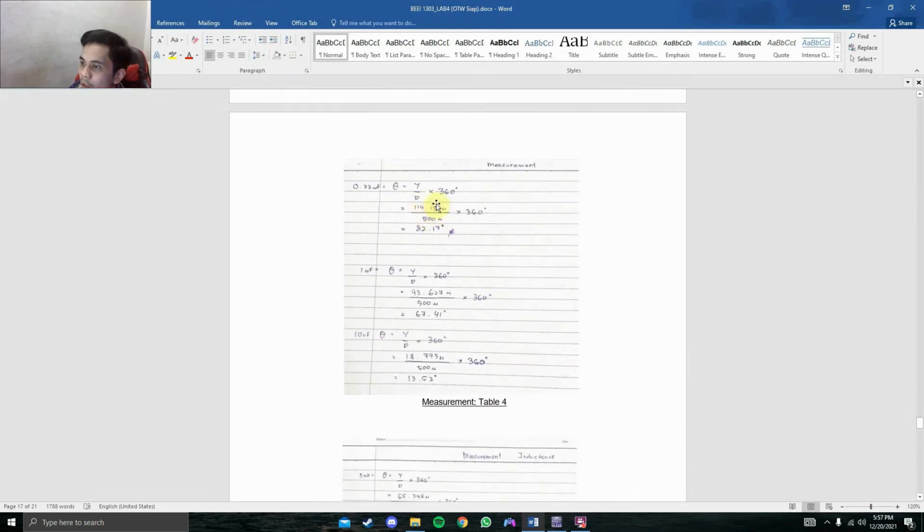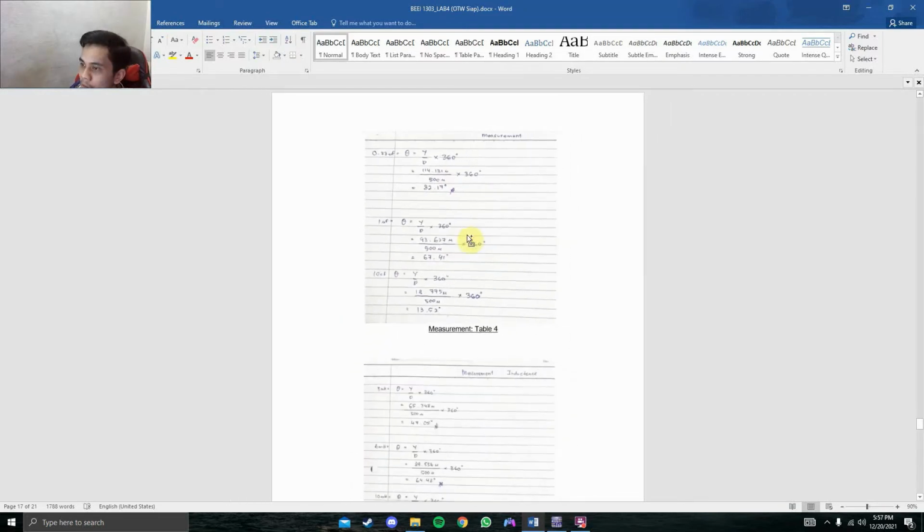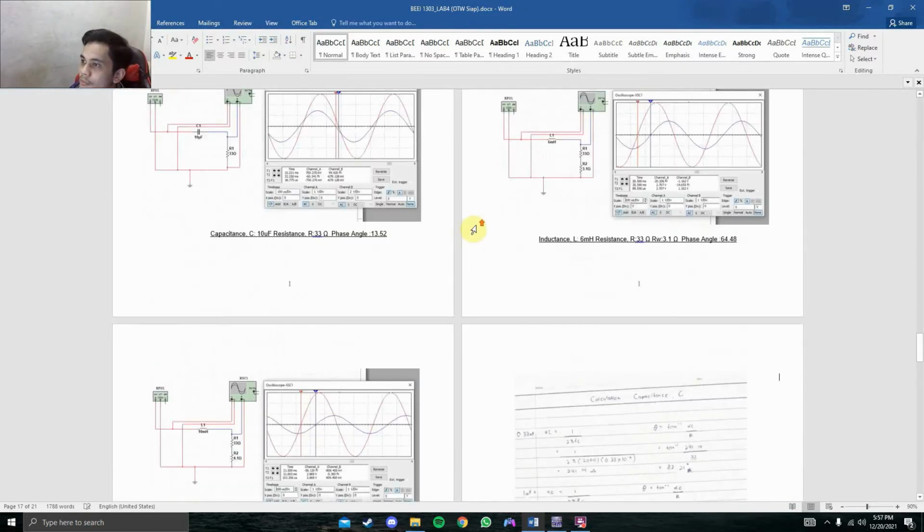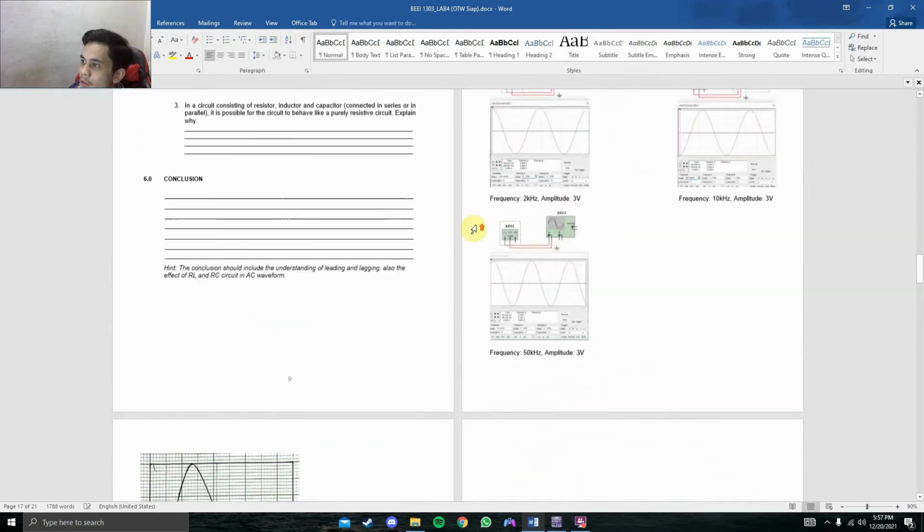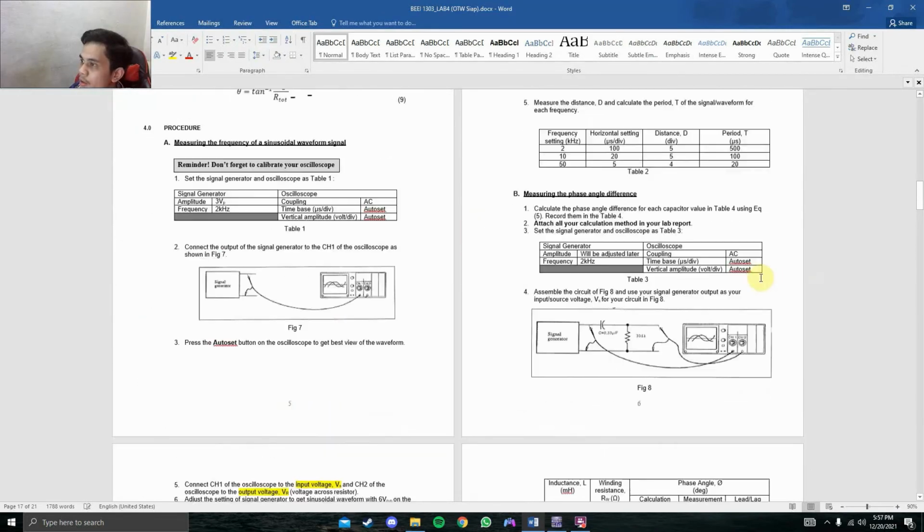So we go back to the calculation. So this is Y on the Multisim again, and then we times it with 360 degree. So we get here 82.17 degree. This is the phase angle in measurement. And then we do the same part for inductance.